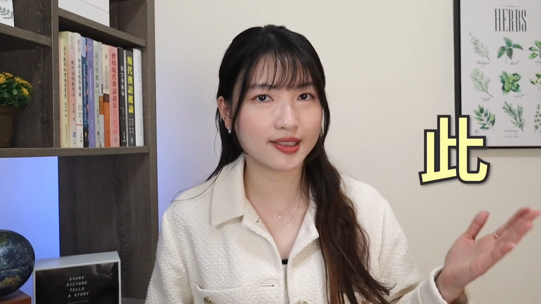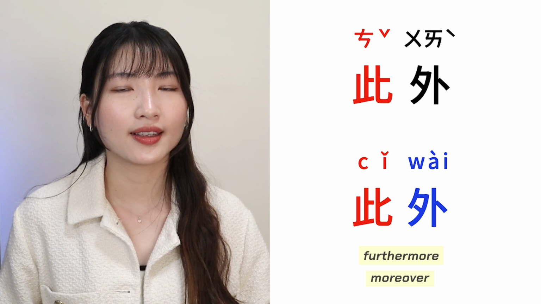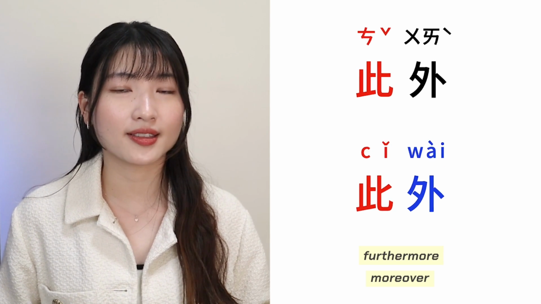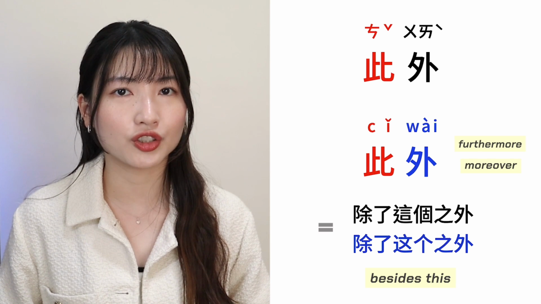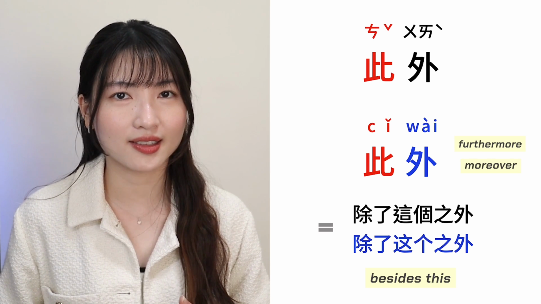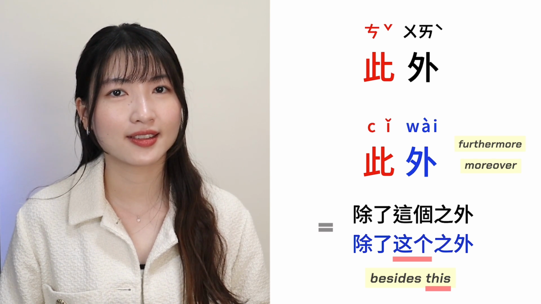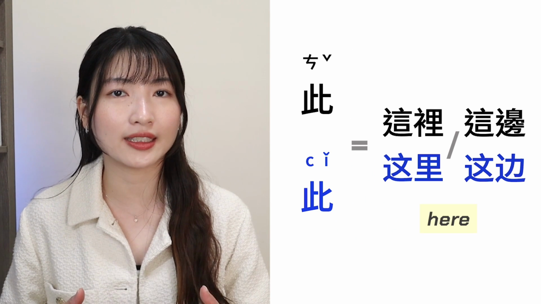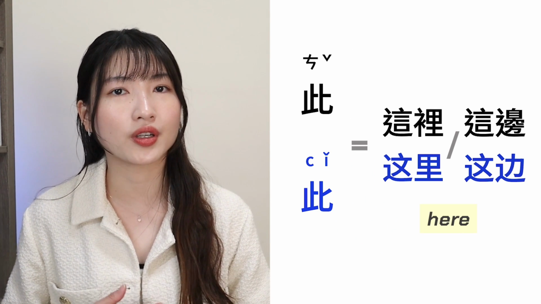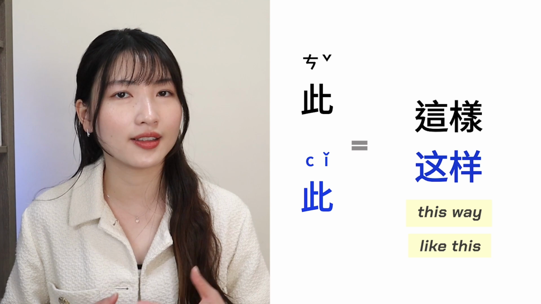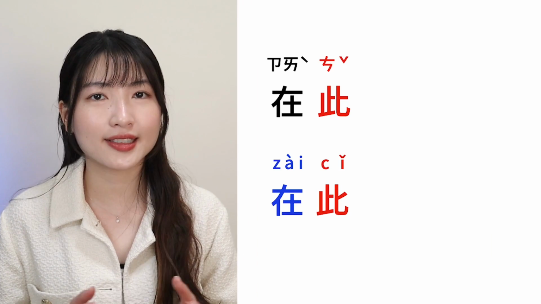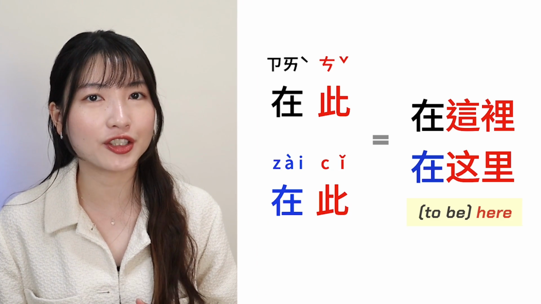You may also see 此 used in some other words that often sound quite formal. For example, 此外, it means 除了这个之外, besides this. So 此 here means 这个, this. In some words or phrases, 此 can have the meaning of 这里/这边, here, or 这样, this way, like this. For instance, 在此 usually means 在这里.